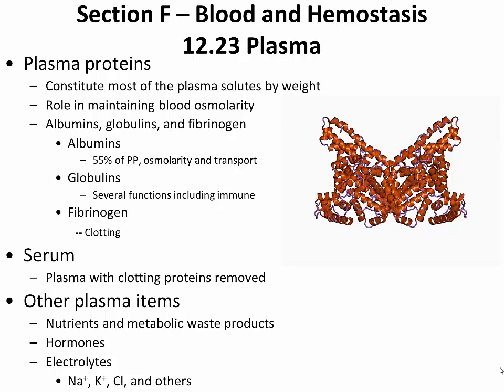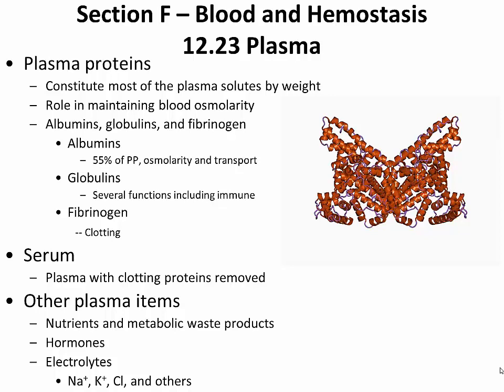So the three main types of plasma proteins are, of course, the albumins, which make up 55% of plasma proteins and play a big role, as we mentioned, in maintaining the osmolarity of the blood. In other words, drawing liquid into the blood from the surrounding interstitial fluid in the surrounding tissue, and also transport of some, for instance, non-water soluble hormones that need to make their way through the body.